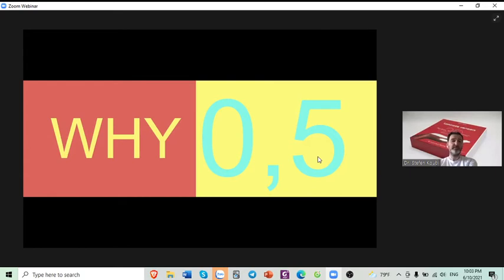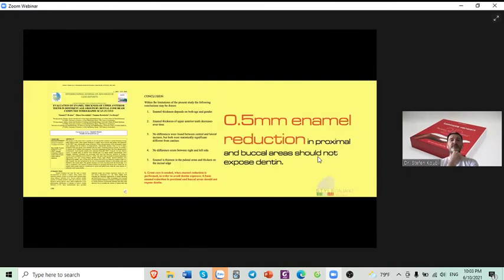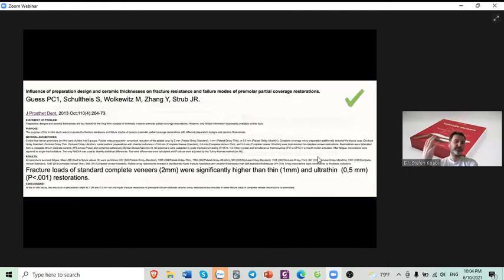So one of the questions that I assume you would like to ask about this 0.5 is why you keep this 0.5 number, as we are also using it for the anterior buccal veneers. If you look at the literature, you can see this very nice study where they made a lot of micro scans of the natural dentition, and it appears that when you remove 0.5 of enamel in the proximal and the buccal area, you don't expose dentin. And this is very interesting because this is what we want, to keep as much dentin as possible.